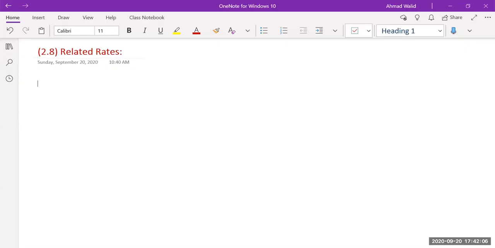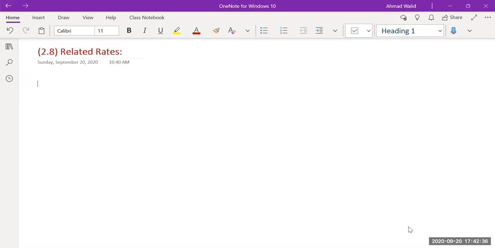Hello all, let's start section 2.8. Section 2.8, we are talking about related rates. In 2.7, I introduced to you, actually from the beginning of this chapter, that the first derivative of a function represents the rate of change. Now, in real life, how are we using the first derivative to deal with real world problems?